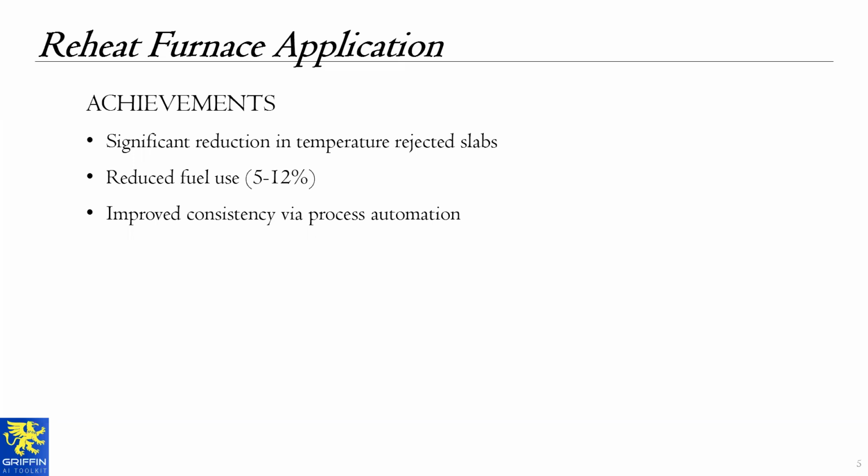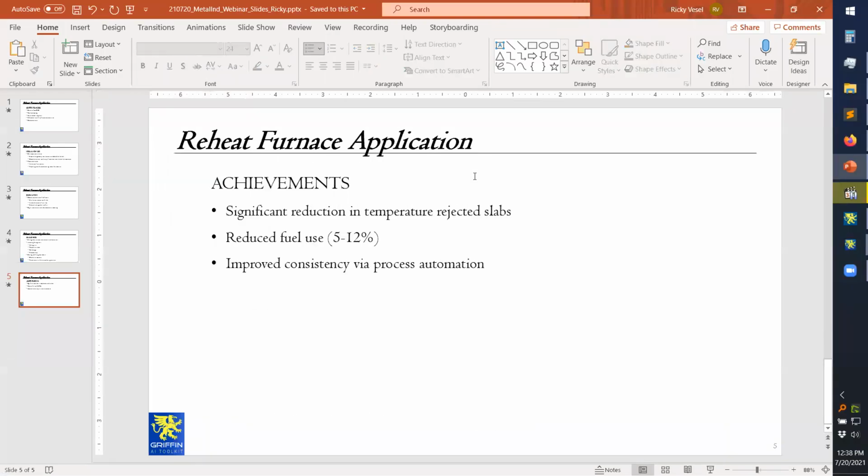That's a big part of what we do with this toolkit. So a reduction in temperature reject slabs, which should never really be happening. And we did achieve a significant fuel savings, depending on the day and how we were looking at it, somewhere 5, 10, 12%. And yeah, the improved reliability of the process through better automation is something that's a benefit to them. It takes pressure off the operators, and they have a better idea of what they're going to get from this system on a day-to-day basis. So that is the steel reheat furnace project.